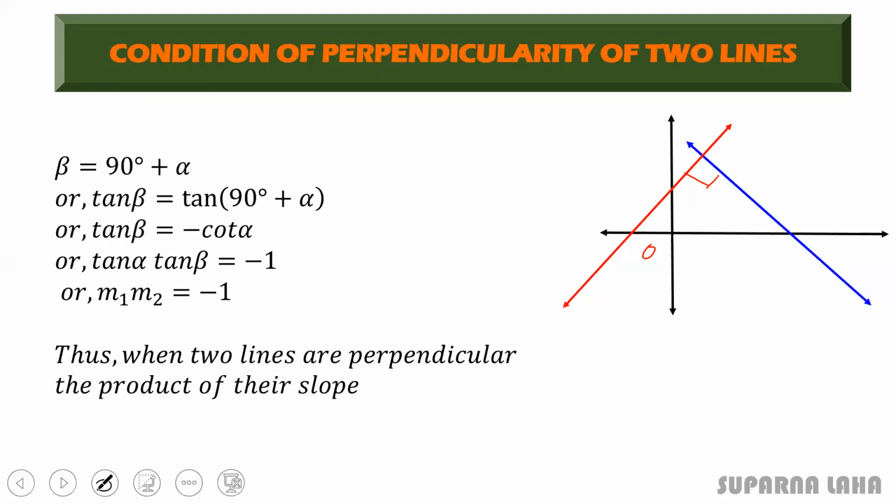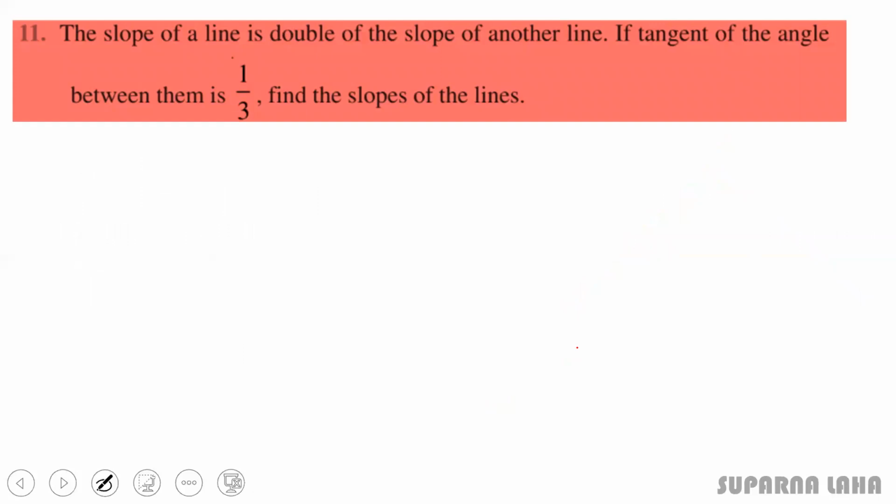Okay, so the product of their slopes is -1. These two points are very, very important. That is, for parallelism, the slopes are equal, and for perpendicularity, the condition is that the product of their slopes will be -1. So using these three theories, that is the angle, the perpendicular and the parallel lines, let's solve some problems.